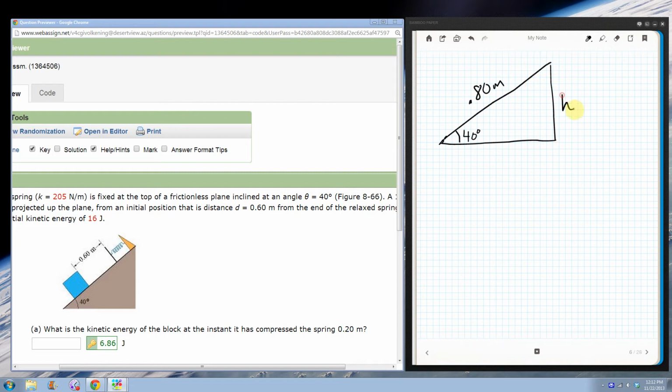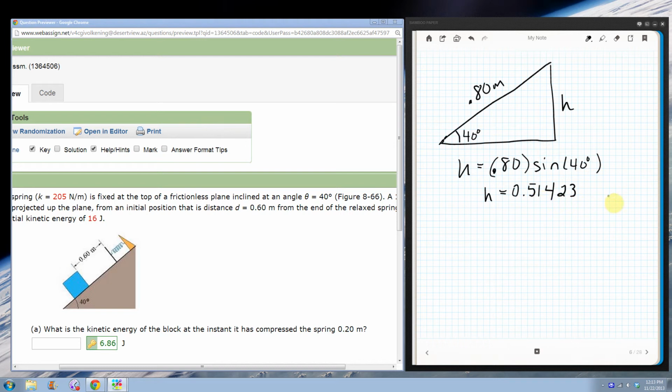I need to know the height, which is over here. So that is across the triangle, the opposite side of the triangle from the angle. So h should be the hypotenuse times the sine of 40 degrees. Okay, so h is, put that in a calculator, 0.514, and now remember that this is not a final answer, so I'm not going to round it. I need to get as many digits as I can so I don't have rounding errors later.